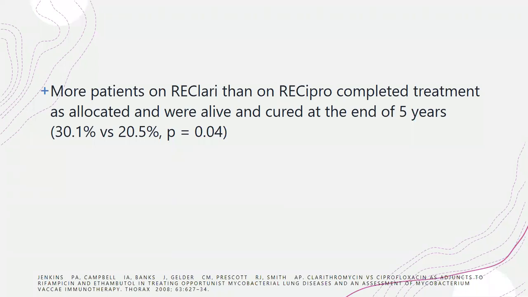More patients in the clarithromycin group compared to the ciprofloxacin group completed treatment as allocated and were alive and cured at the end of 5 years. This was a significant difference. It was 30% versus 20%. So your macrolides are superior to your fluoroquinolones in this case.